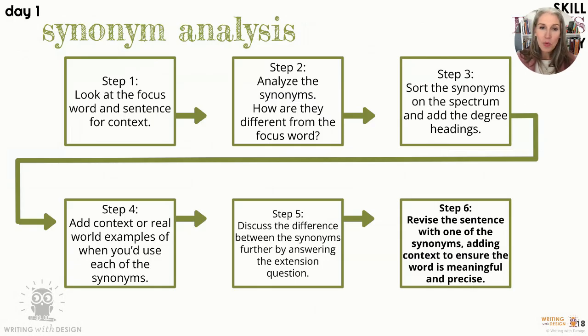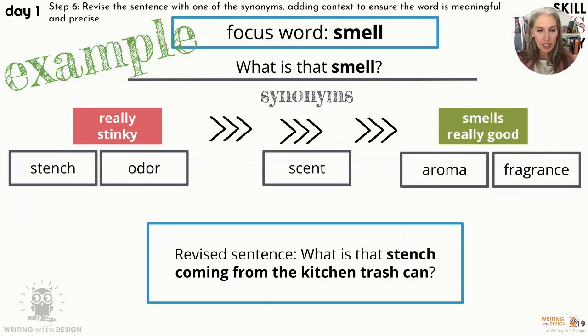And then lastly, we want students to play around with the sentence by choosing one of the synonyms and then adding more context to the sentence to make sure the synonym is very clear as to why it was chosen. So if we take a look here, the revised sentence, instead of "what is that smell," has become "what is that stench coming from the kitchen trash can?" Right? So I actually kind of mixed up. I had odor within the example below it, if you recall from an earlier slide, with trash can listed. But then I really like stench.